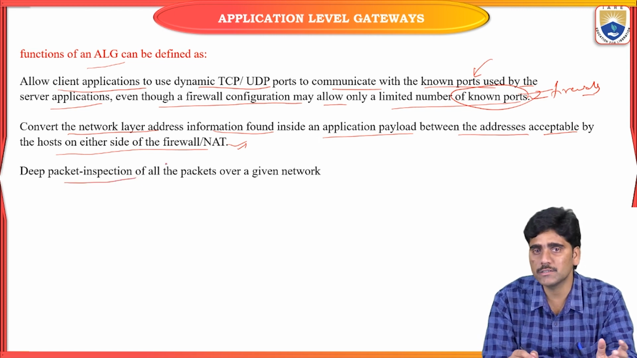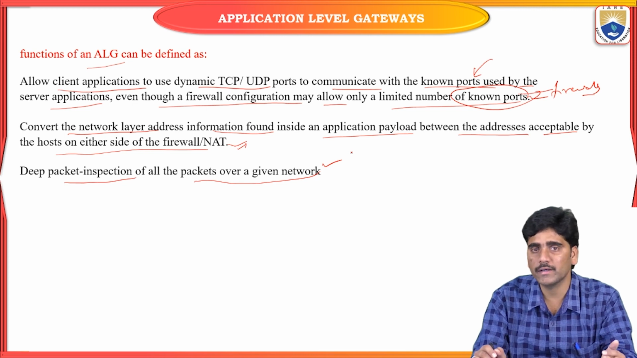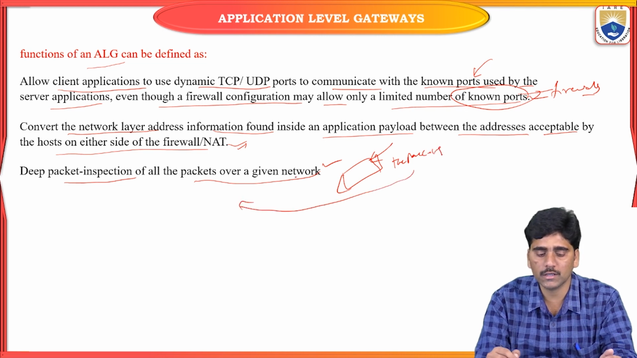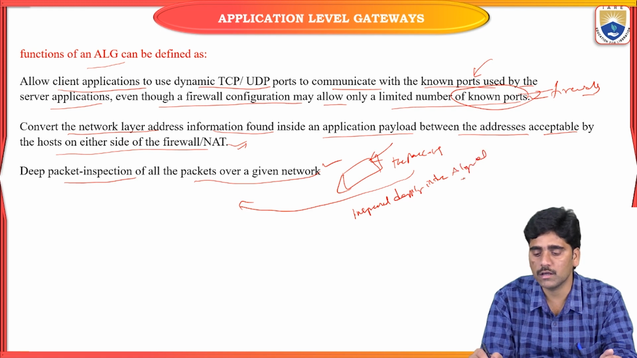Then there is deep packet inspection of all the packets over a given network. So within the range of the network, the packets are being transmitted, and all the packets are inspected deeply in the application level gateways.